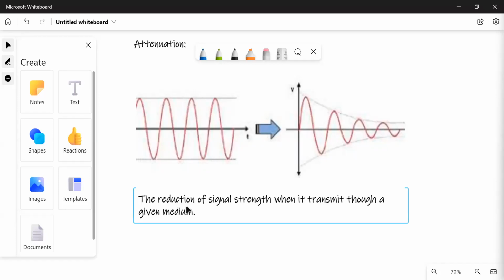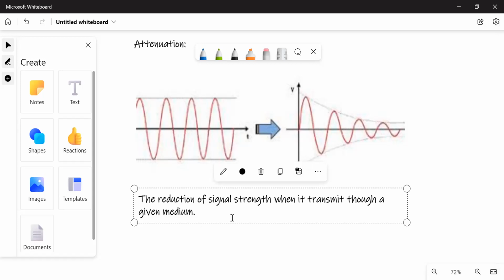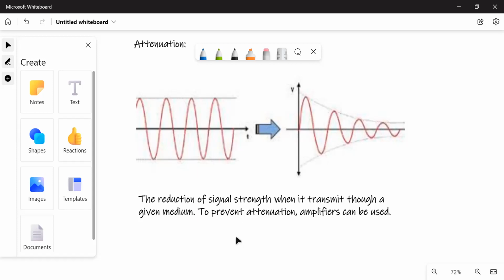So we can say, to prevent attenuation, we can use amplifiers. අපිට මේක amplify කරන්න පුළුවන්.